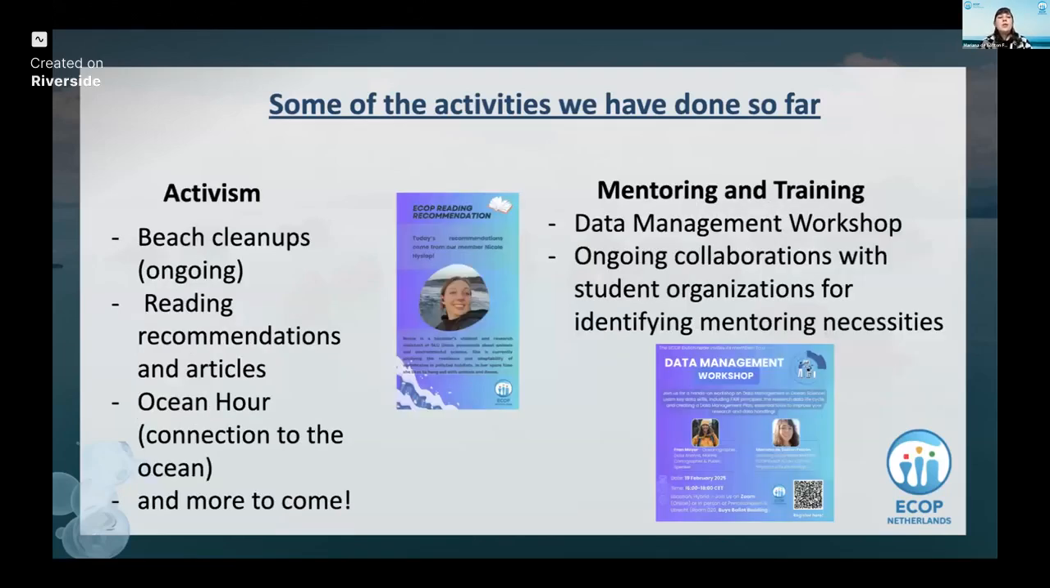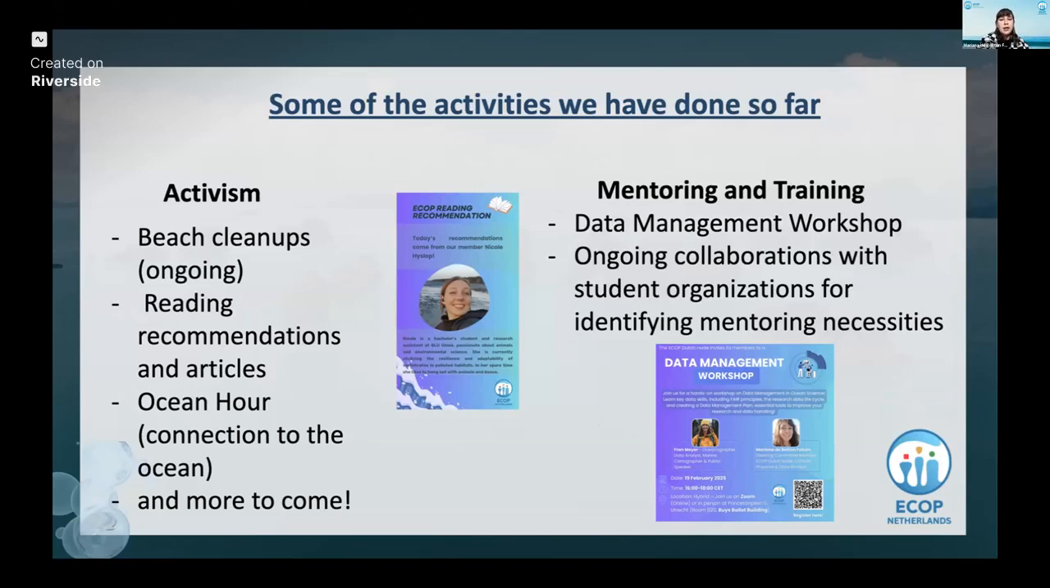For activism, we're organizing some beach cleanups, but we're waiting for better weather for that. We also have ongoing reading recommendations and articles where ECOPs can share what they're reading at the moment, or if they want to discuss an article. We also have an Ocean Hour program where people can explain what their connection to the ocean is, and more activities planned.